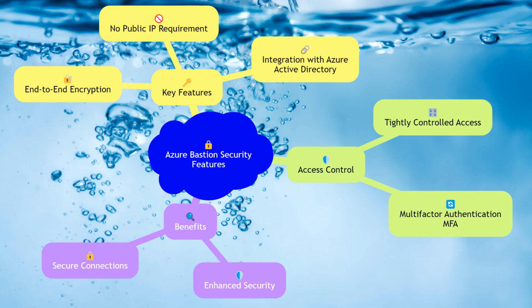Azure Bastion offers several security features, including end-to-end encryption, no public IP requirement, and integration with Azure Active Directory. These features ensure that your connections are secure and that access is tightly controlled. Additionally, Bastion supports multi-factor authentication, MFA, adding an extra layer of security to your VM access.